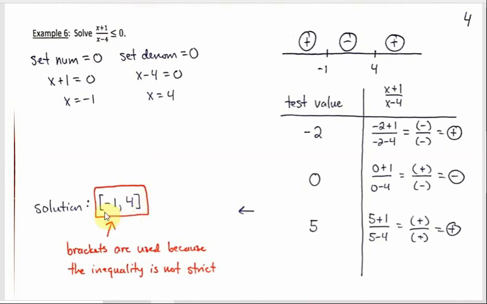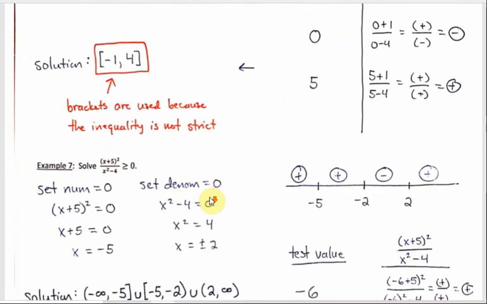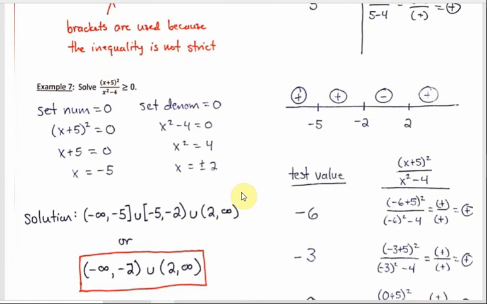But the reason that you need the bracket around the negative 1 is because this is a less than or equal to. So when you get 0, which happens when x is negative 1, you need to include that. So that bracket is right, but that really should be a parenthesis right there. Sorry about that. Then going to the next one, number 7.